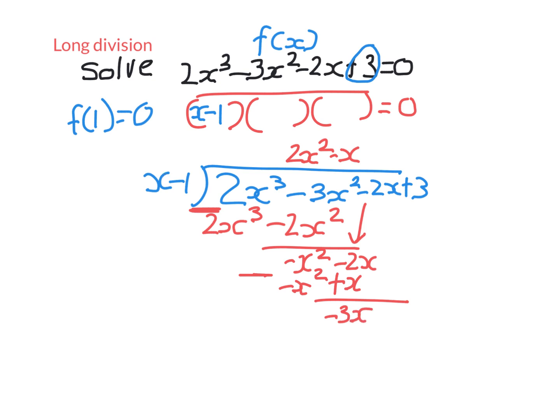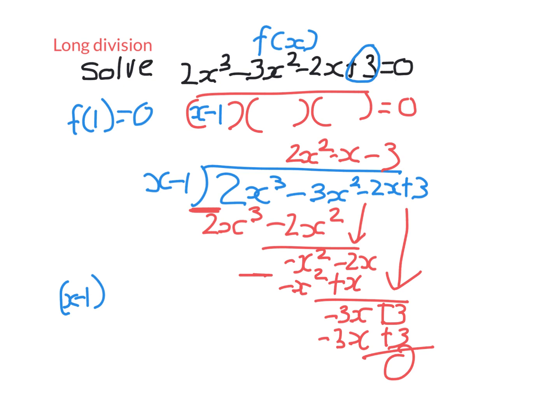So negative 3x divided by x gives us negative 3. We bring down the 3, and then negative 3 times x, and negative 3 times negative 1. And then when we subtract for the last one, we get a remainder of 0, which is what we expected because we knew that this was a factor. So what I found is that f(x), this polynomial that I started with in black, is equal to x minus 1 multiplied by this polynomial here, 2x squared minus x minus 3.